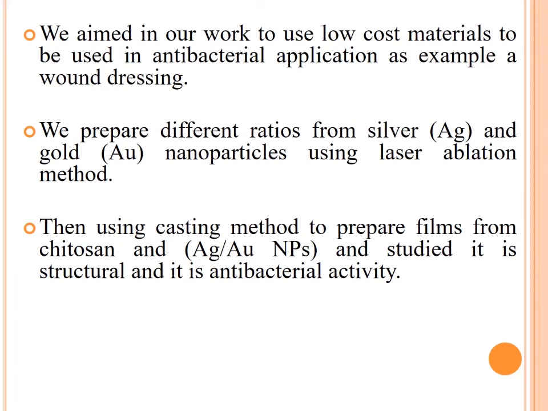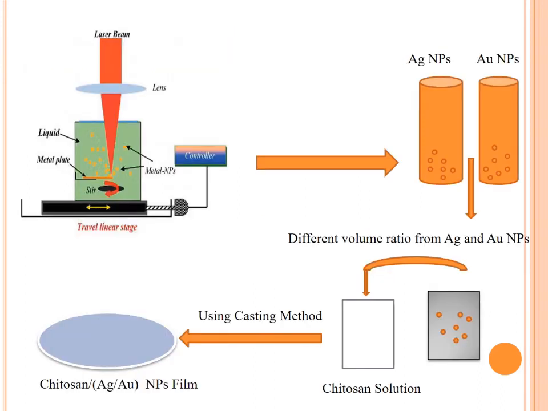In the work, we aimed to prepare a film from low-cost material and study its antibacterial activity to be used in wound dressing applications. So we use chitosan, silver and gold nanoparticles in our system. We prepared an individual solution of silver and gold nanoparticles using the laser ablation method, by focusing a laser beam on a metal plate, as seen in the slide.